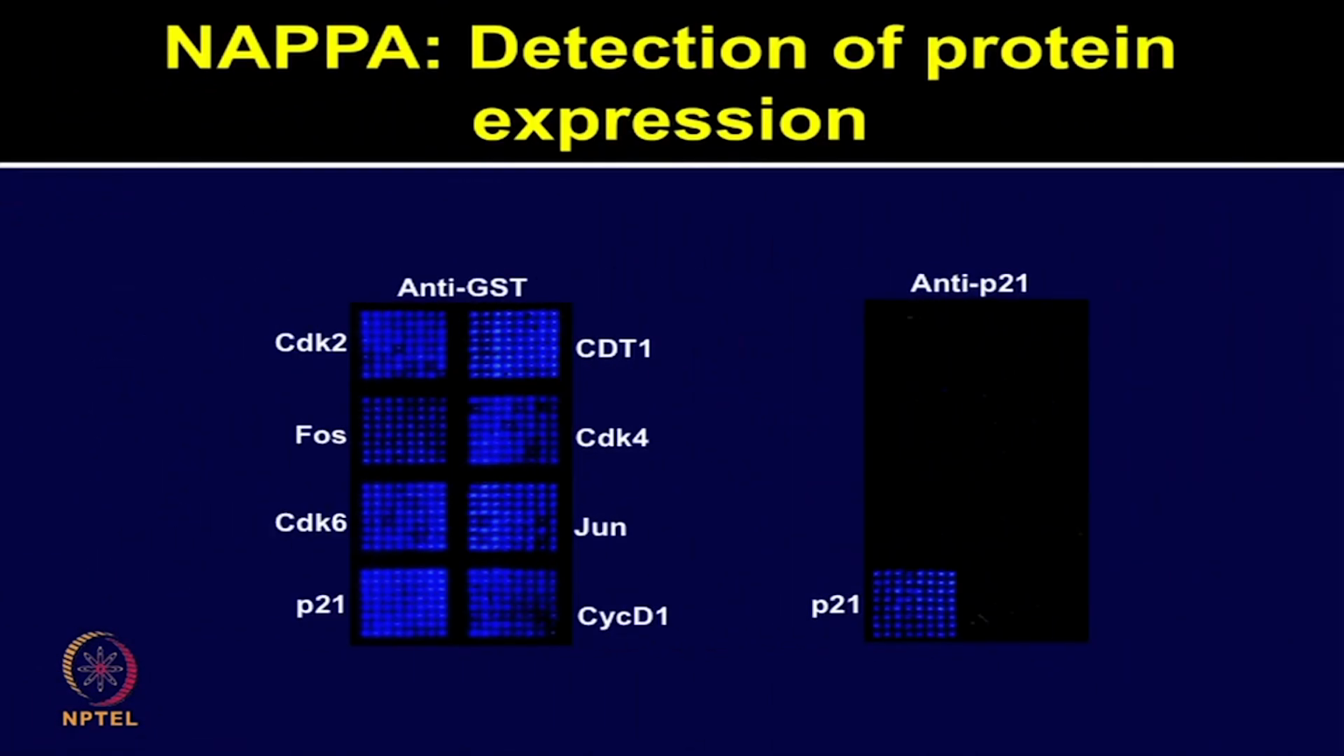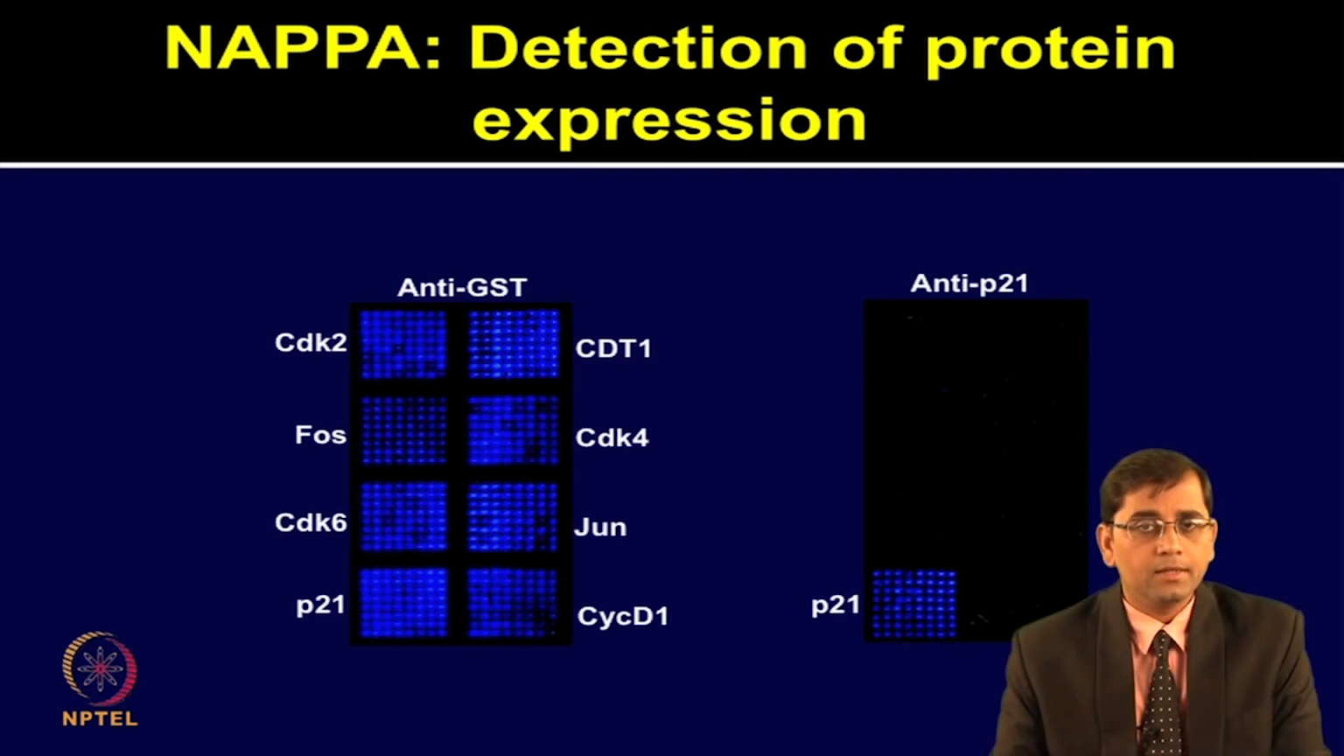In this slide, I have shown you how protein expression can be detected on NAPPA arrays. The left image shows a proof of concept study where cDNA of 8 genes are printed on the chip surface using NAPPA chemistry. Each spot is printed 64 times in an 8 by 8 block. By using anti-GST antibody, one could detect the proteins that are synthesized and expressed.